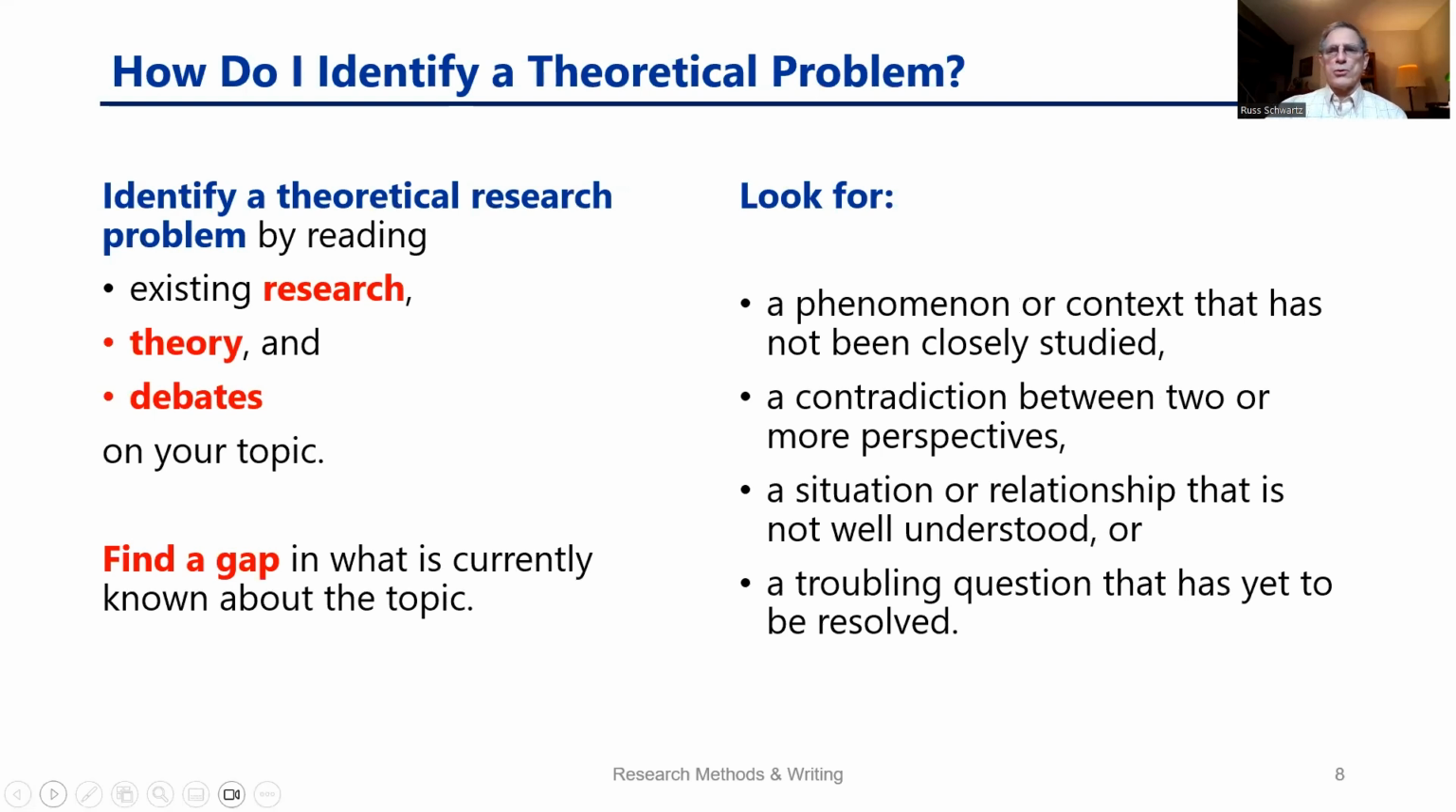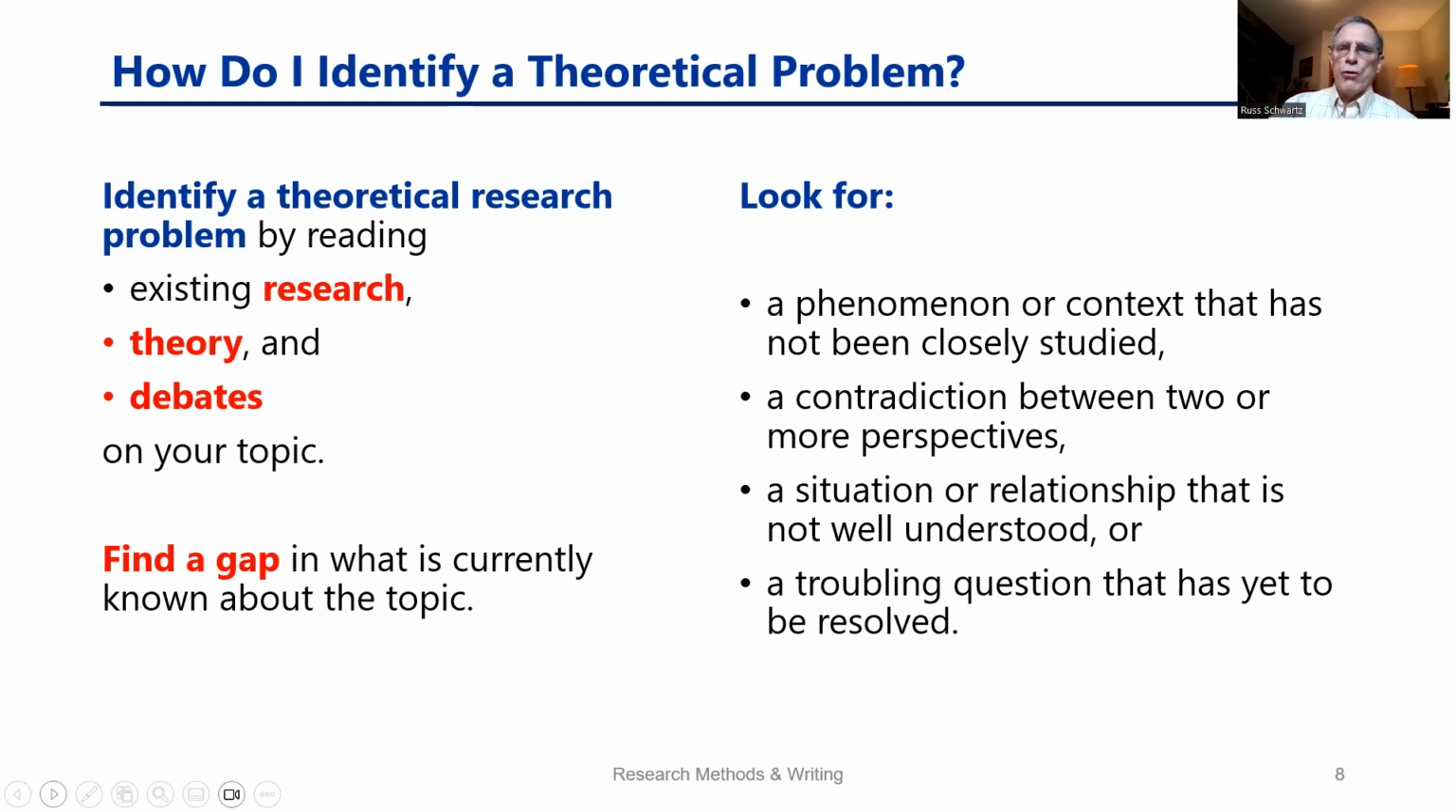Okay, now let's look at theoretical research problems. You can identify a theoretical research problem by reading existing research, theory, and debates on your topic. So this is largely things that are in books and in journal articles, although you can talk to some people about it. Concentrate on a gap in what's currently known, where in the article you read, they say, we still don't know enough about, or we were unable to figure out. Clues like that.